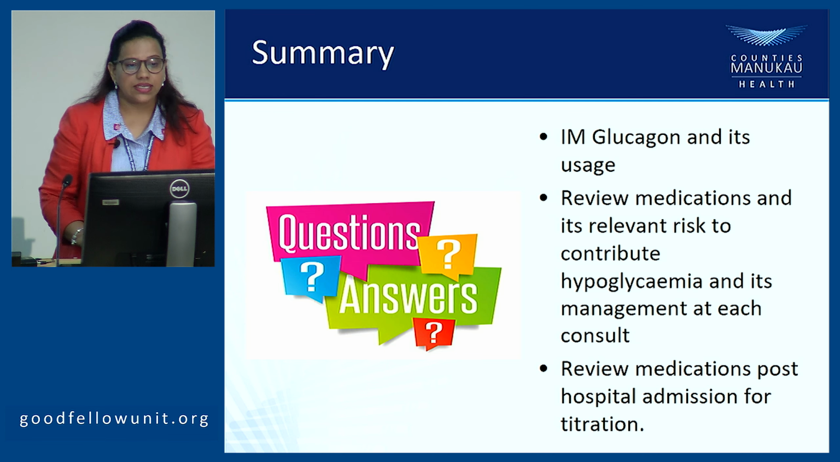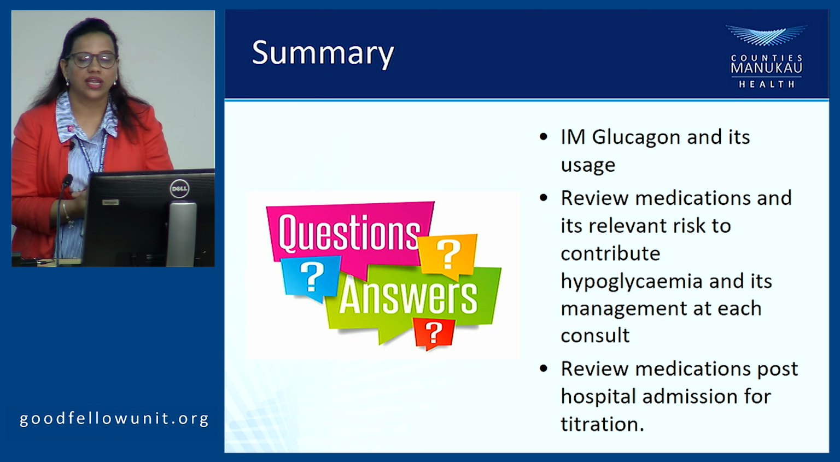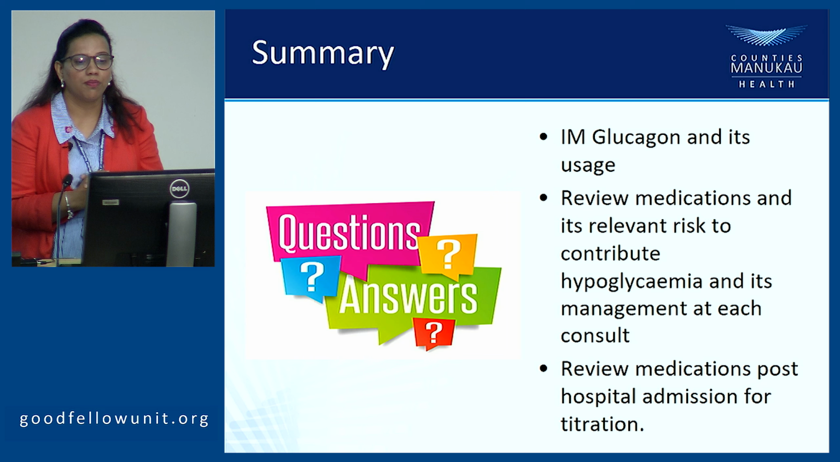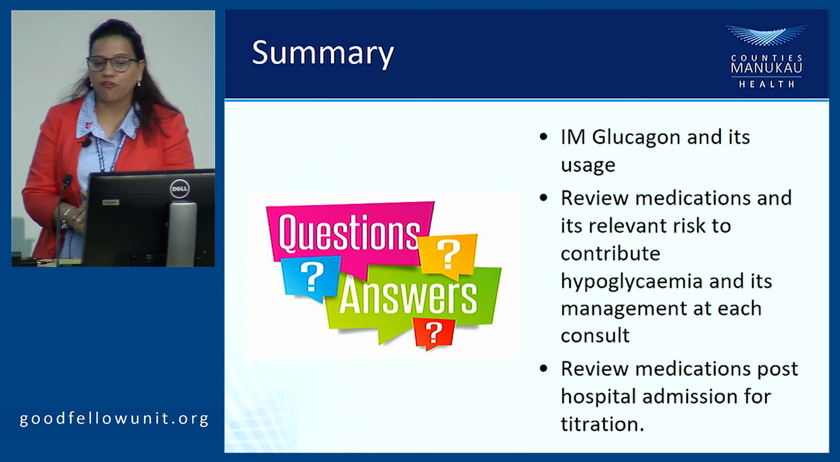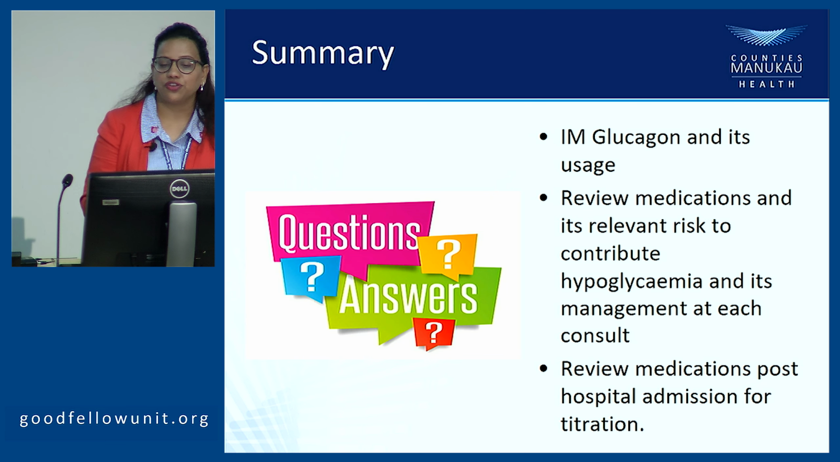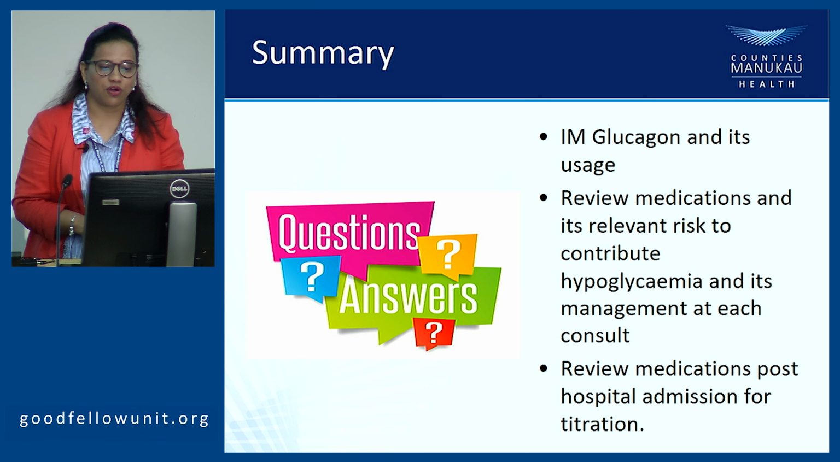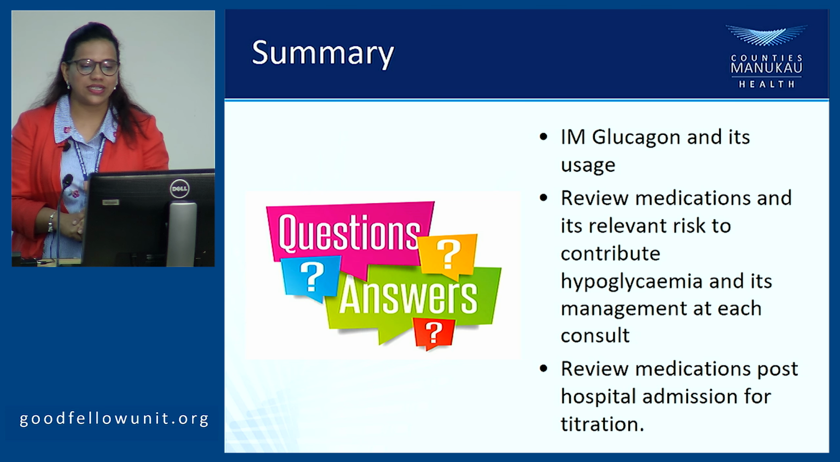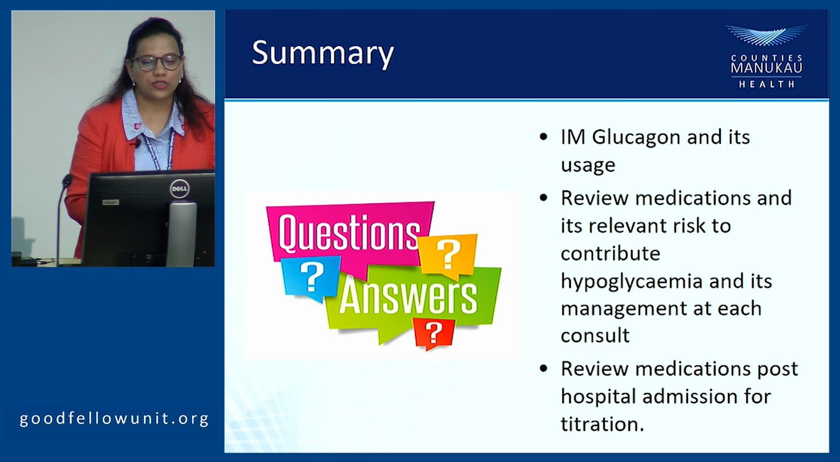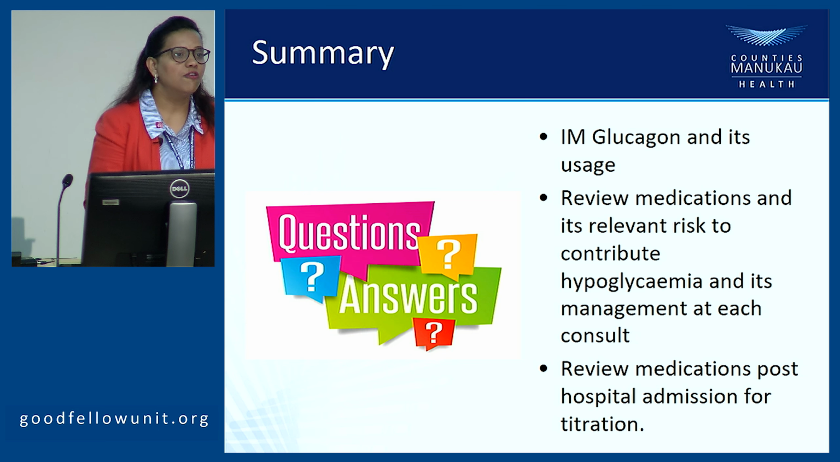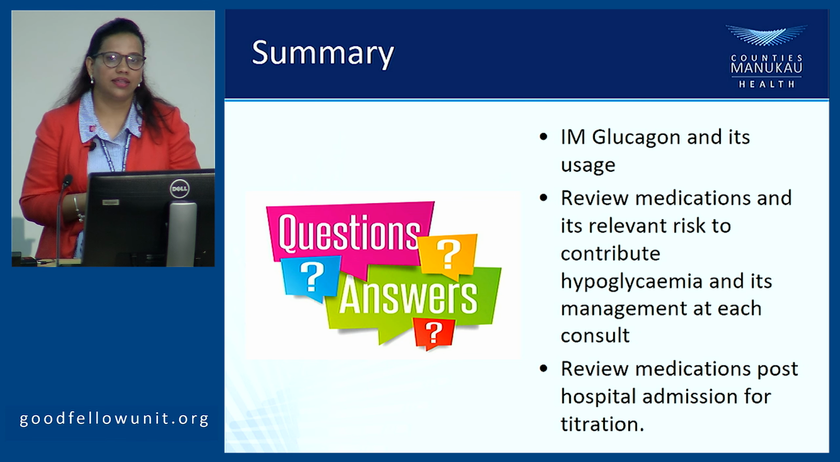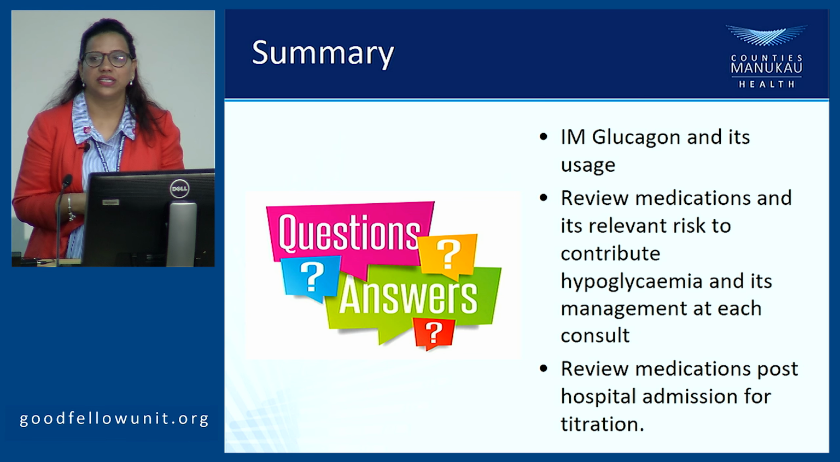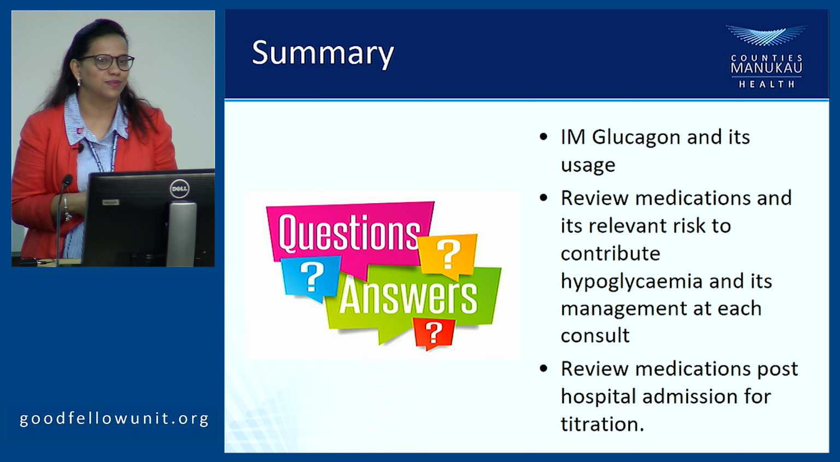These are the references, and I don't think we have time for questions and answers. However, we have 3 take-home messages: that a prescription of IM glucagon and an explanation of its usage is crucial; review medications and their relevant risk of contributing to hypoglycemia and its management at each consult with your patients; and review medications post-hospital admission for titration, because when people come to hospital, they usually need less insulin and fewer medications because of the limited carbs in the hospital food.